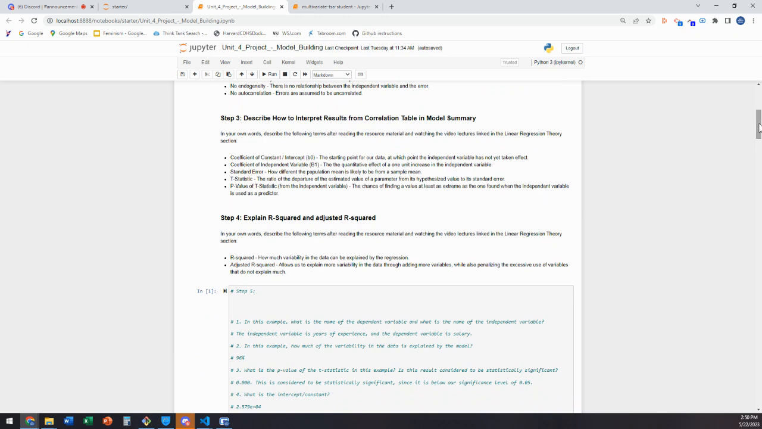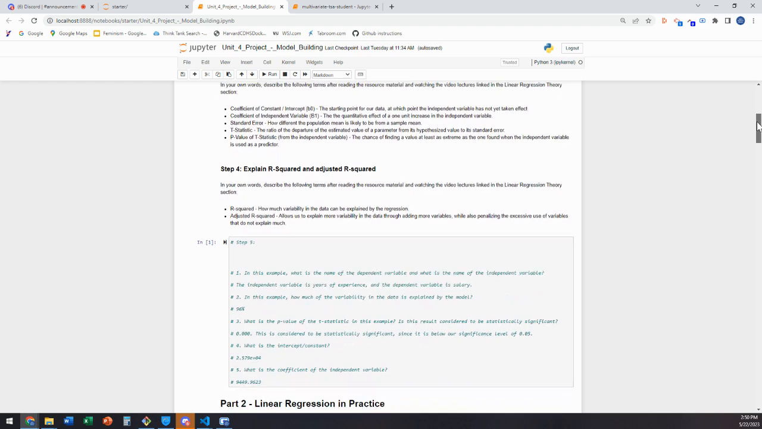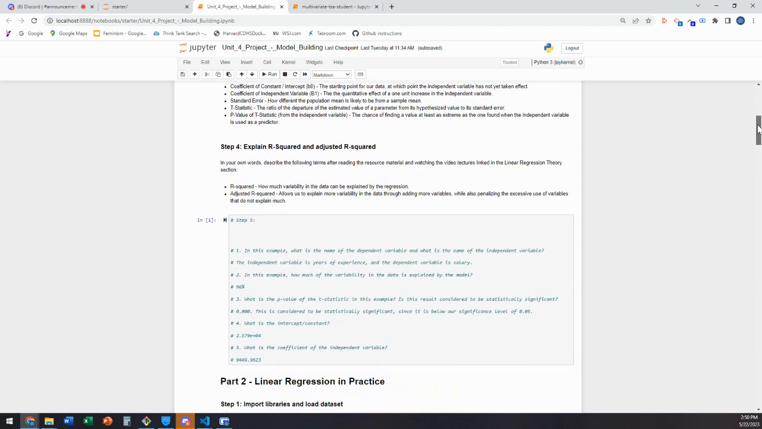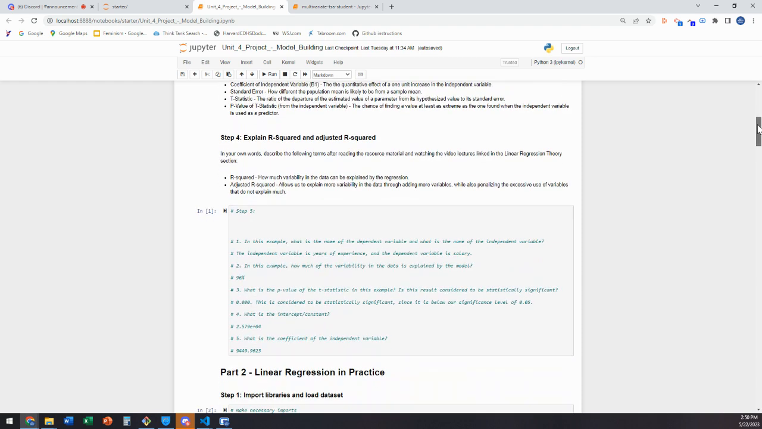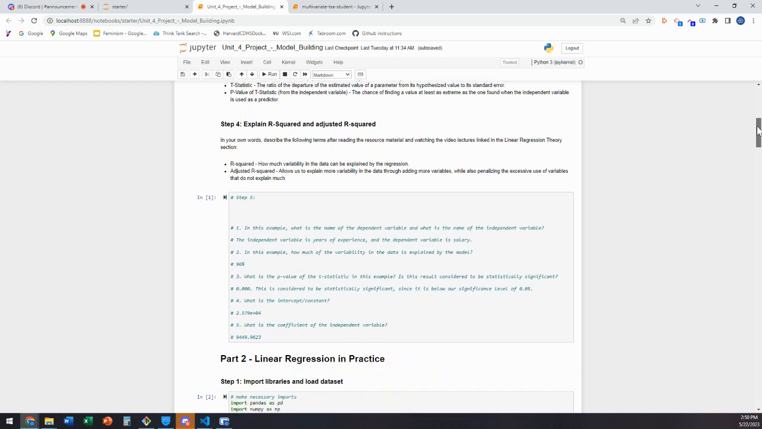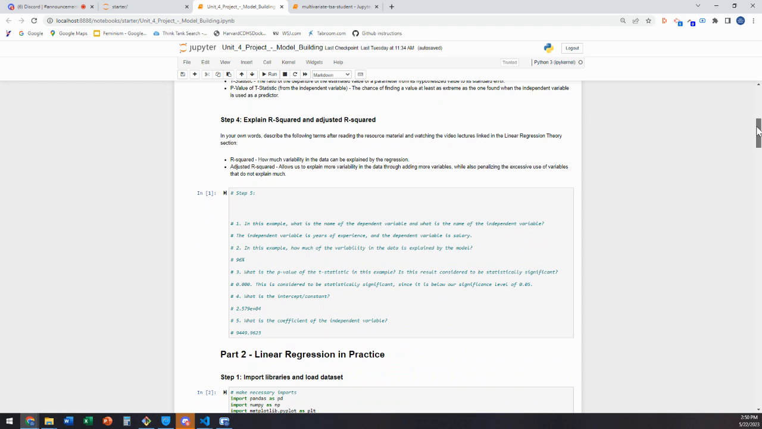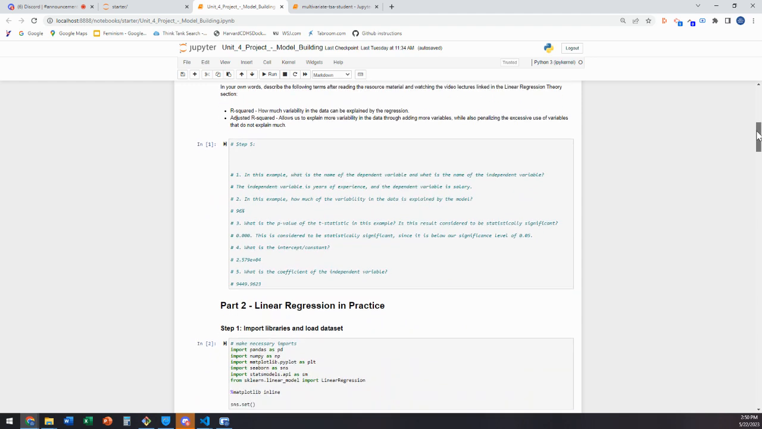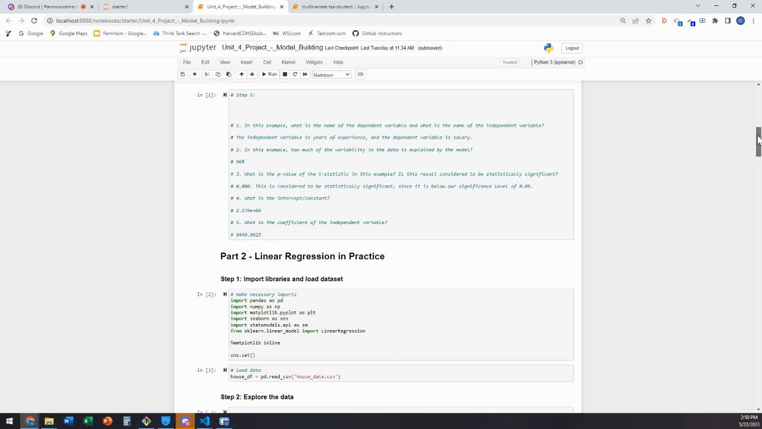And right here, we explain R squared and adjusted R squared. R squared is just how much variability in the data can be explained by our model, with adjusted R squared penalizing for the use of additional variables that don't add much. And right here, we talk about what are the independent and dependent variables we'll use in these cases and how to interpret each of these different values.